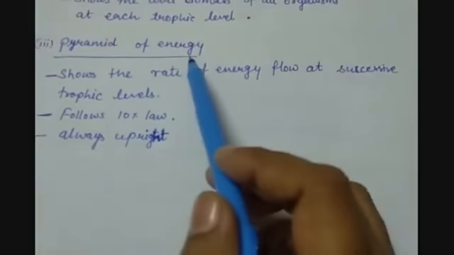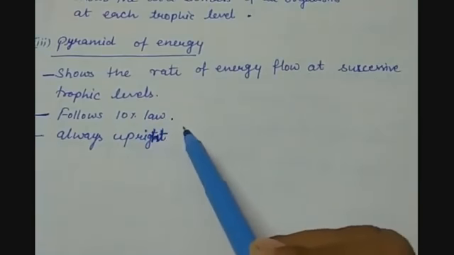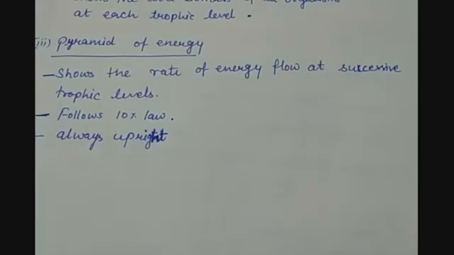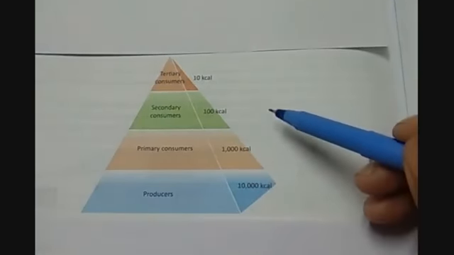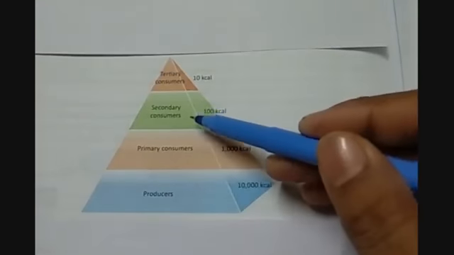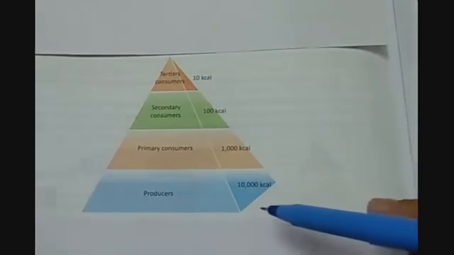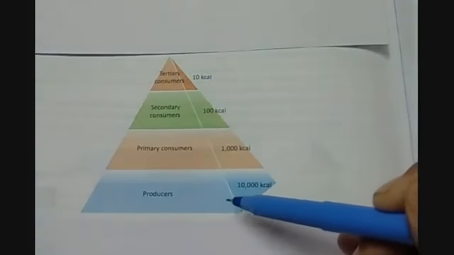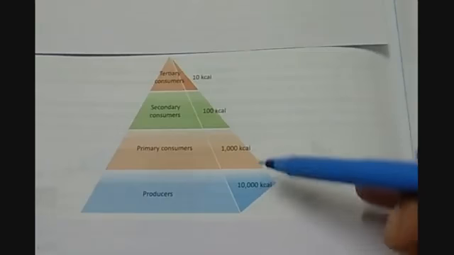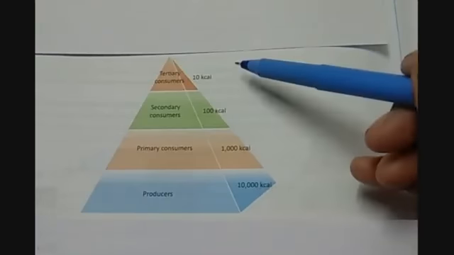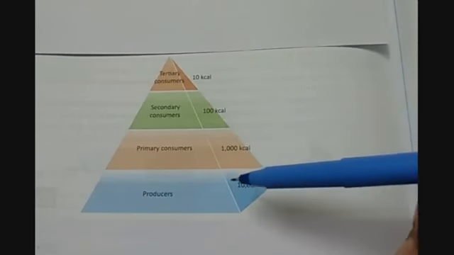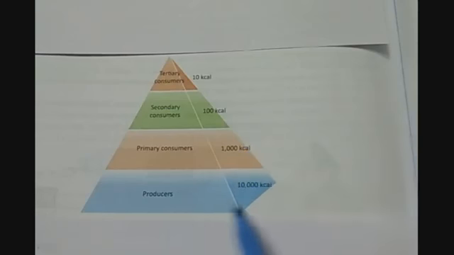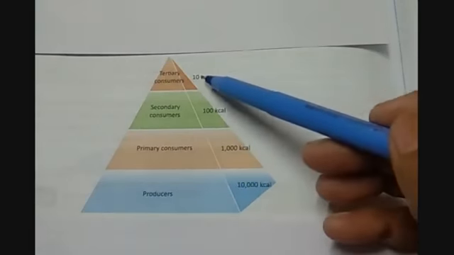Then third is pyramid of energy. So pyramid of energy shows the rate of energy flow at successive trophic levels. It follows the 10% law and it is always upright. So here we have the diagram which shows one common ecosystem. We have producers, primary consumers, secondary consumers and tertiary consumers. At the producer level we know that energy is highest or maximum, and it keeps on decreasing as we go towards the different trophic levels on the consumer side. So that's why the base is broader and the apex has a very small amount of energy.